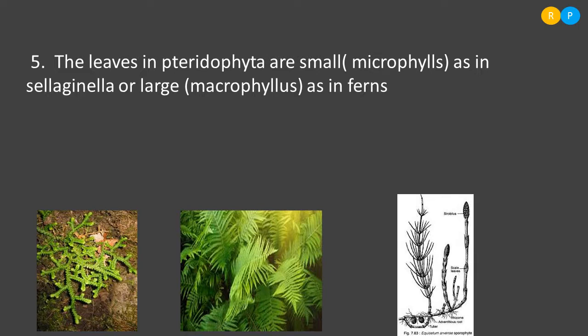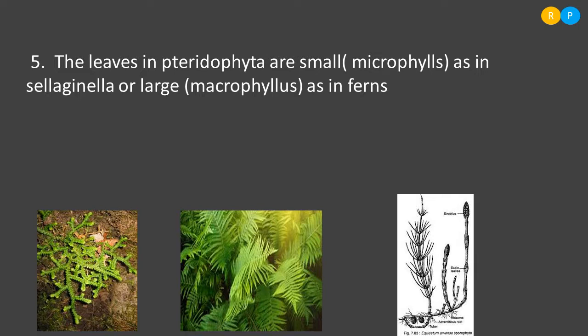Microphylls can be seen in one of the pteridophytes. The name of that plant is Selaginella. So the first plant picture that we have on the screen is actually Selaginella. You can observe that on the surface of the stem we can find small sized leaves. So the leaf here is a microphyll. And some members of the pteridophytes show large sized leaves. So the size of the leaf will be large.